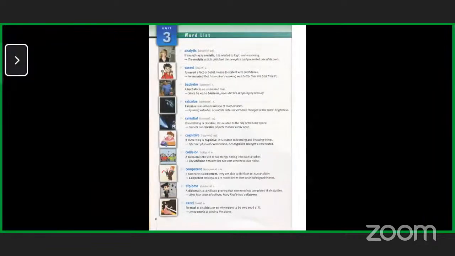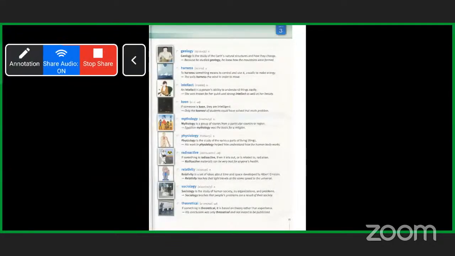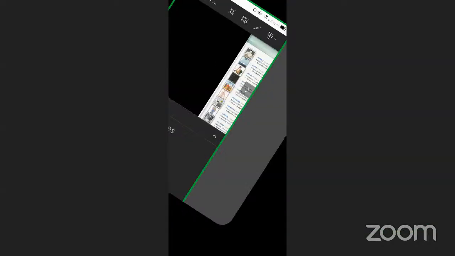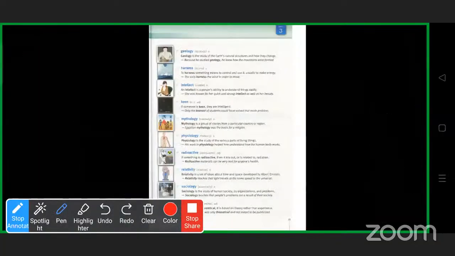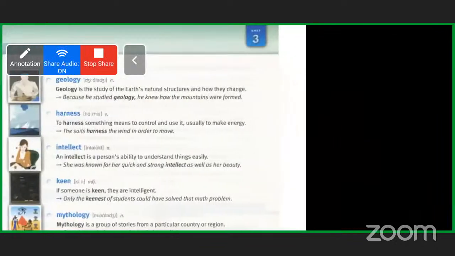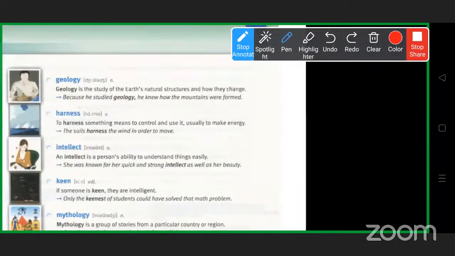Okay. Now next, just a minute. Here you see the next word is geology. Geology is also a very beautiful word. Zoom it in. Next word is geology.